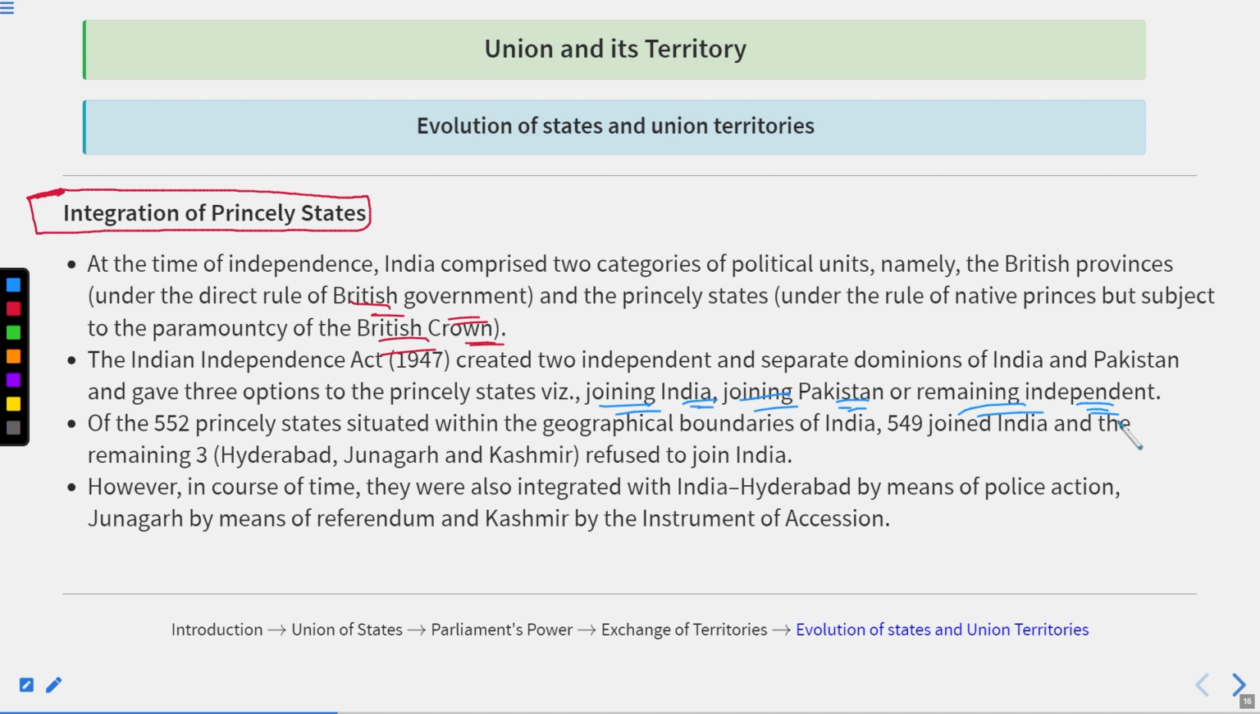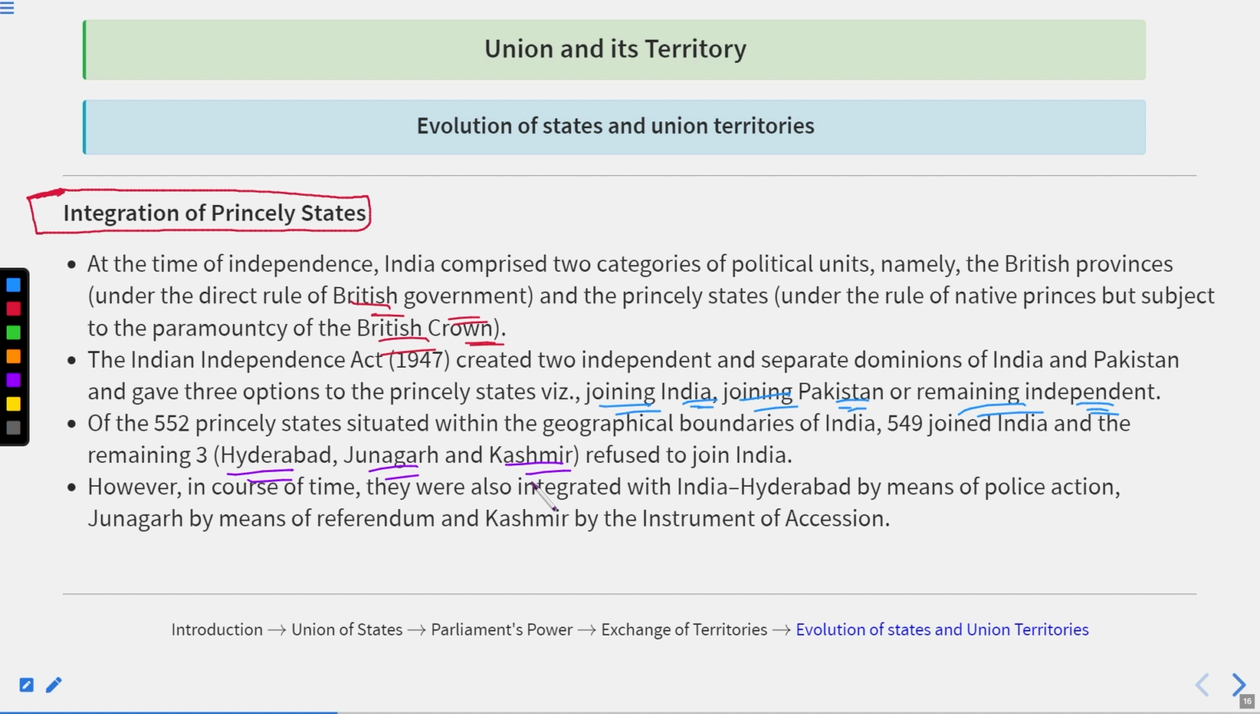All right. Basically, the princely states, which were not directly a part of British government, were provided three options: whether they could join India, join Pakistan, or remain independent. Of the 552 princely states situated within the geographical boundaries of newly created India, 549 joined India, and the remaining three, the states of Hyderabad, Junagadh, and Kashmir, refused to join India.